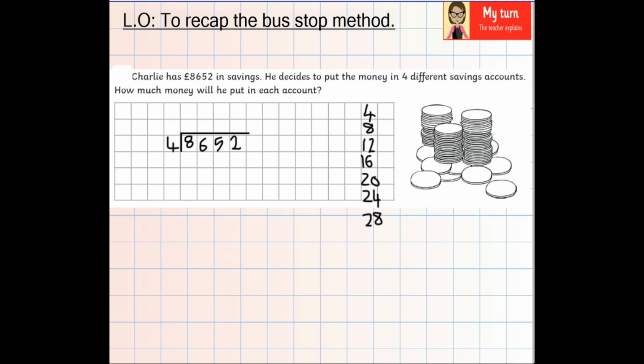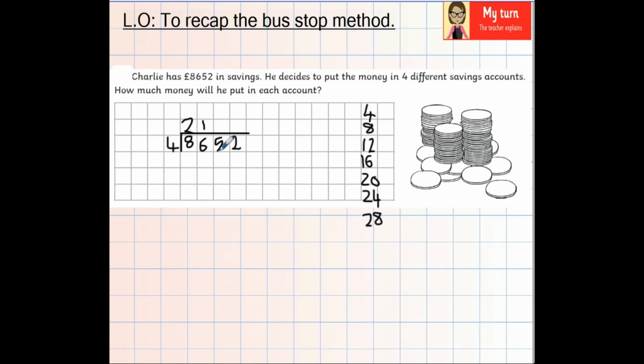So my question is, Charlie has £8,652 in savings. He decides to put money in 4 different savings accounts. How much money will he have in each account? How much will he put in each account? So I've written my multiples of 4 and I'm saying how many 4 is going to 8? Well, I know the answer would be 2. How many 4 is going to 6? What's the closest I can get to 6 without going past it? It would be 1.